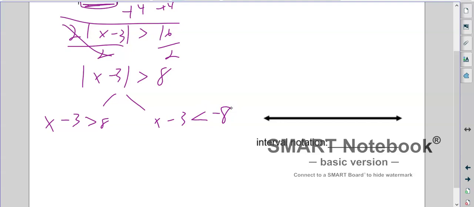And now we're just going to add 3 to both sides. So 8 plus 3 is 11, so x is greater than 11. And if we add 3 to this side, we're going to get x is less than -8 plus 3, which is -5.